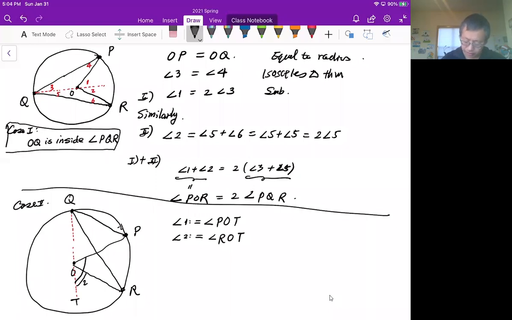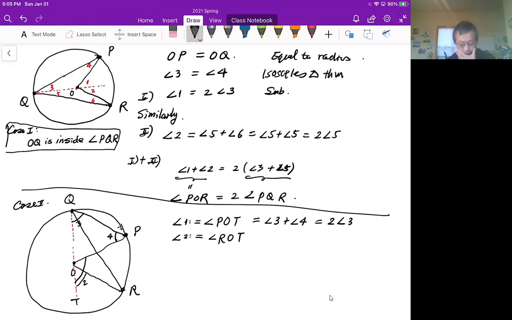So that's angle 1 here, and angle 1 is actually the sum of angle 3 and angle 4. This guy is angle 3, let me write 3 here, and this guy is angle 4. Can you see that? So angle 1 is angle 3 plus angle 4. But angle 3 and angle 4 are the same because they have the same radii and it's an isosceles triangle. So angle 1 is 2 times angle 3. So far, so good, right?